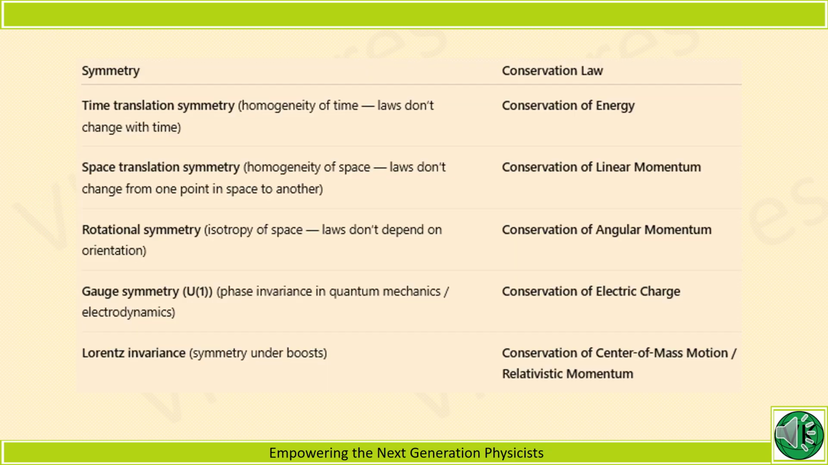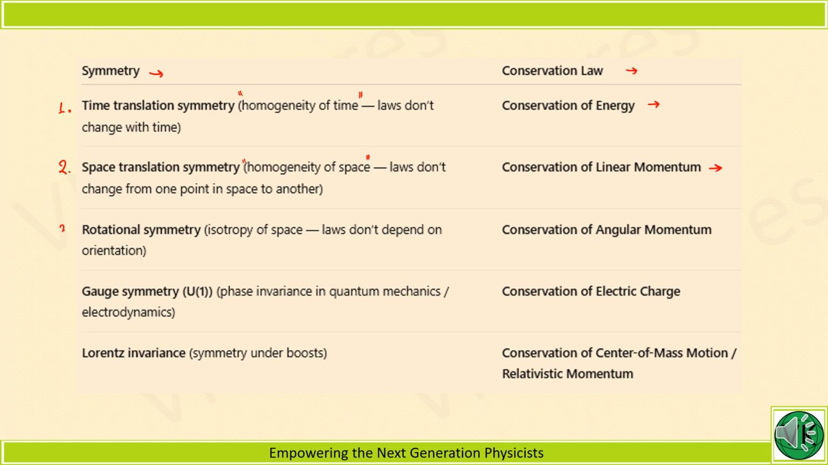Here are some of the symmetries and the corresponding conservation laws according to Noether's theorem. The first one, the time translation symmetry, resembles the conservation of energy. This is called homogeneity of time. Second one is space translation symmetry, which is nothing but the homogeneity of space, and it corresponds to the conservation of linear momentum.